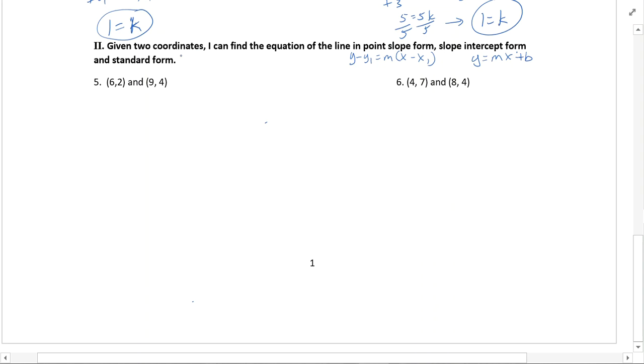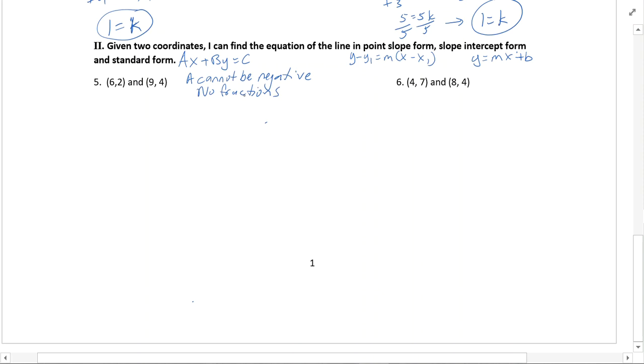Standard form is ax plus by equals c, where a cannot be negative. So it cannot be negative. And you cannot have a fraction. So no fractions.